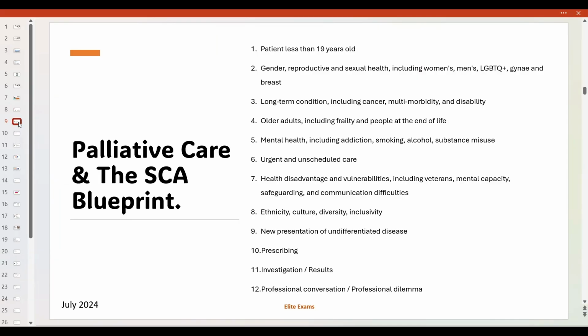The SCA exam is a reflection of our clinical practice. So I love Dr. Chogo's answer. She says it pertains to all. And that's my answer as well. You can see palliative medicine in all of them. But this is what I wrote.